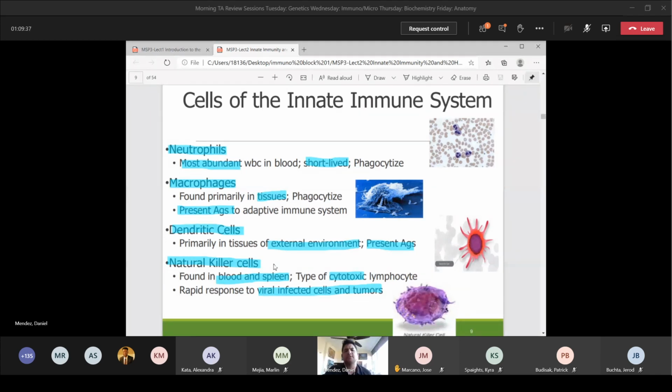And then NK cells, she talks about them a little bit here. They are cytotoxic. They call them lymphocytes just because they have a similar appearance to a lymphocyte, but they use granules, and you'll get into it later. They use granules to induce apoptosis of virally infected cells and tumor cells.